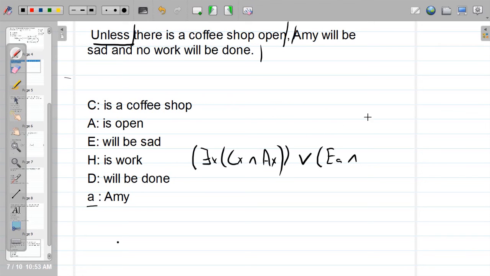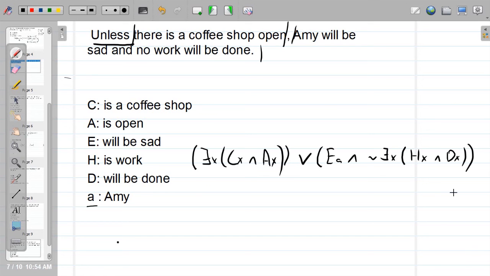You could write that as a negative existential: there does not exist anything such that it's work and it will be done. Did you choose a different variable for that? No, in fact, I don't, because of scope and binding.